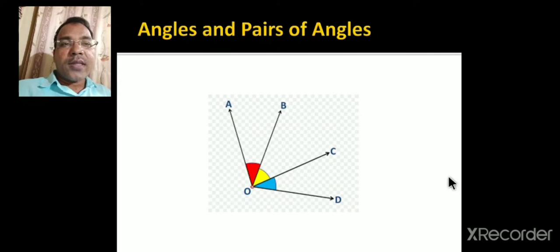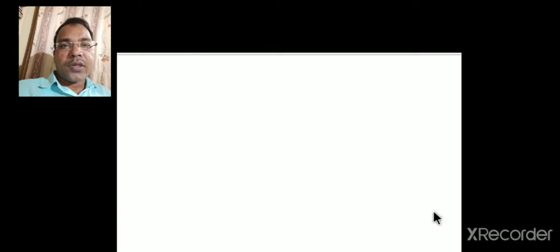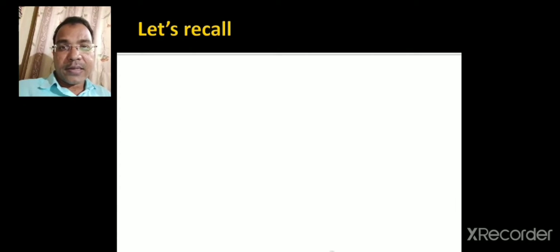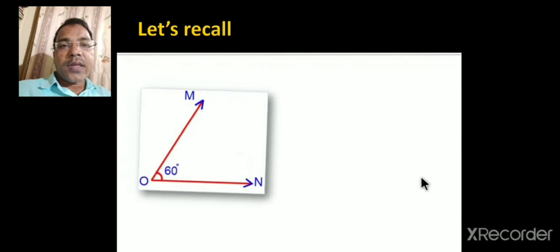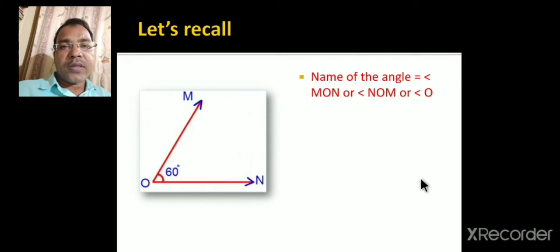But before starting this chapter, we have to revise our previous knowledge, that is, the part that we have seen in 6th standard. Let's revise it first. In 6th standard, we have seen more information about angle. Here you can see angle MON drawn. Let's see some basic information about the angle.